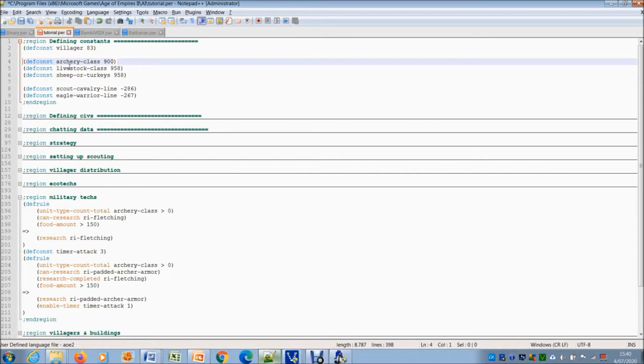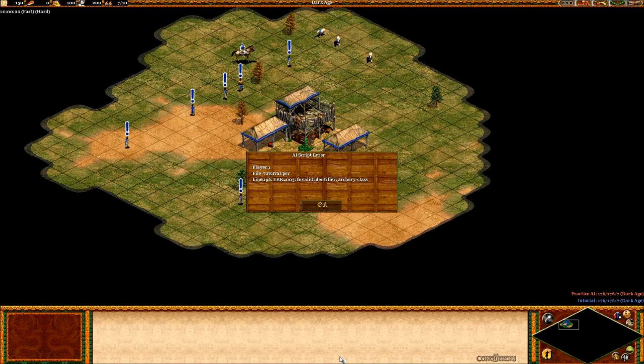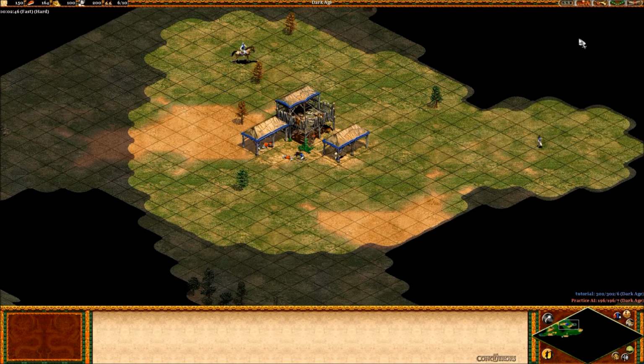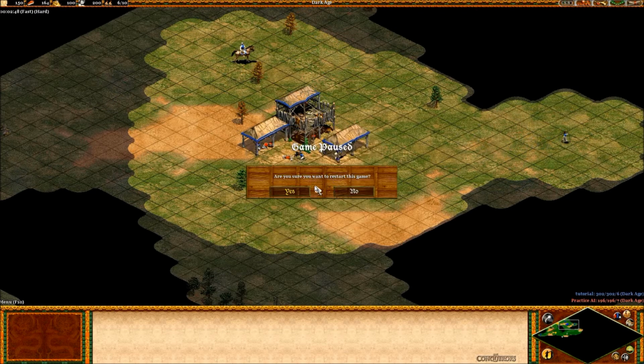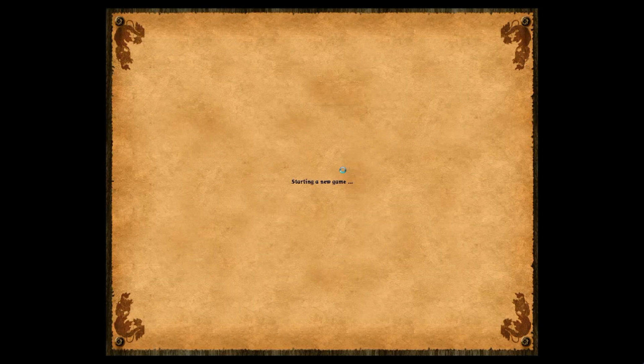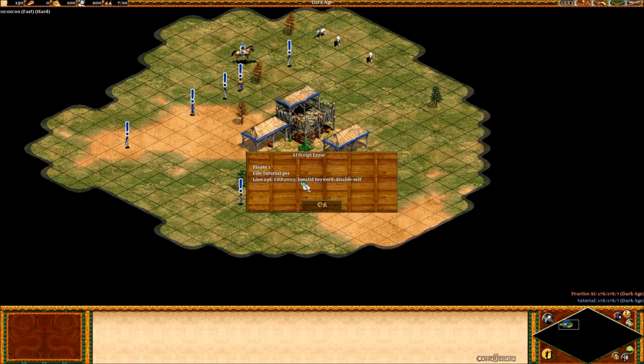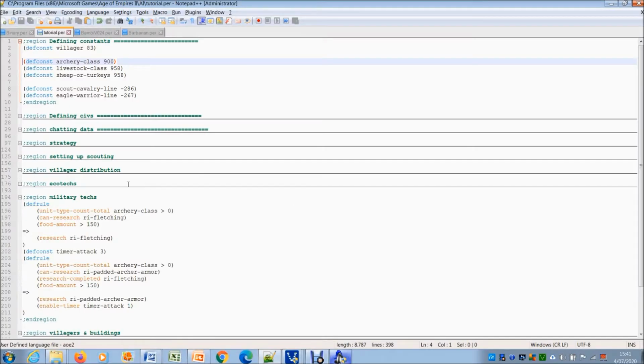As we saw also in a previous video, we can look up the ID of archery class, which is 900. Define archery class 900, save, and click OK. Restart the game. Invalid keyword disable self, line 296. Okay, we're going to see what that is all about.